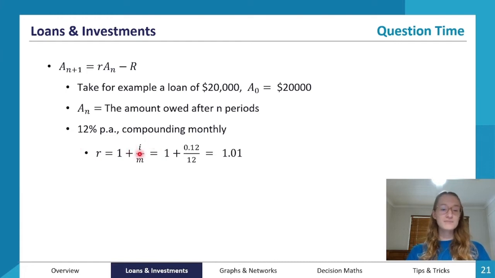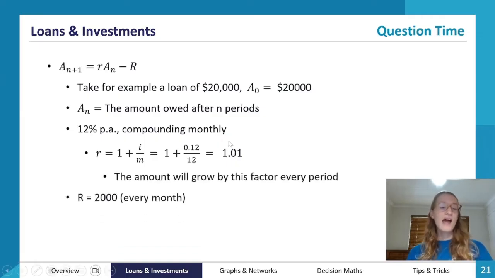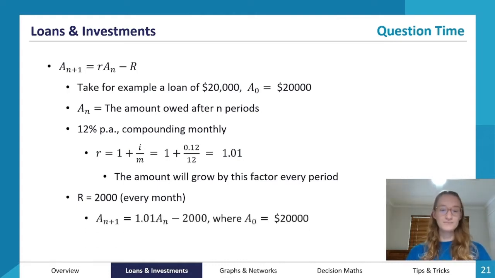So to calculate r, we've got our decimal rate of interest, which here is 0.12, so we've got 12%, and then divide it by 12 because we've got compounding monthly. That gives us our growth factor of 1.01. So the value of our loan is growing by 1.01 every time period because they're applying interest on it. And then we have capital R, which is 2,000, because that's the amount that we're paying back on our loan every month. So that's how much the value of our loan is going to reduce by.